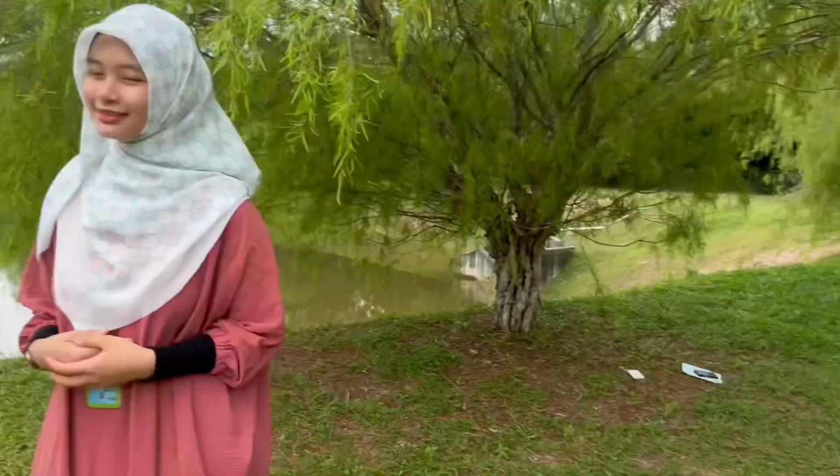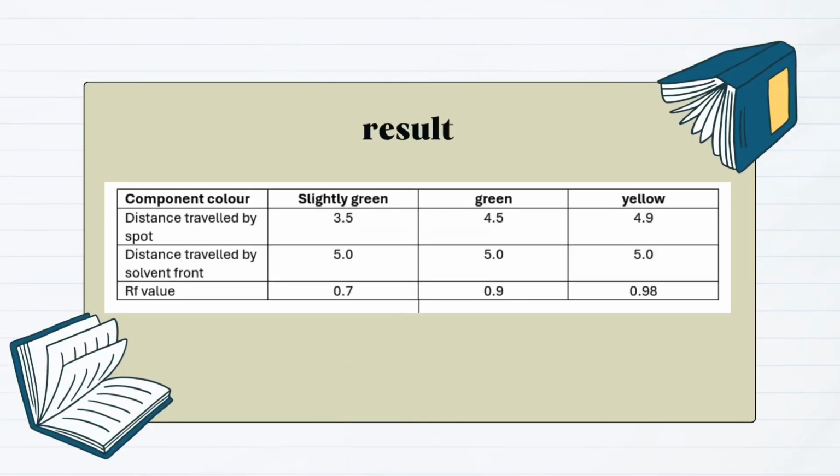Yes, let's go. When we ran this experiment, we got 3 component colors, which are slightly green, green, and yellow. For the RF value, we got 0.7 for slightly green, 0.9 for green, and lastly, 0.98 for yellow. From the result we obtained in this experiment, we got to see that the pigment consists of 3 colors, which are slightly green, green, and yellow. Also, in this experiment, we use the paper chromatography technique.